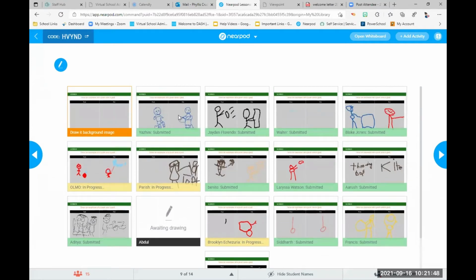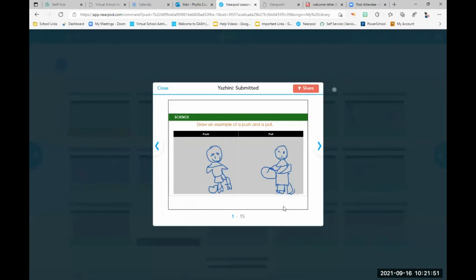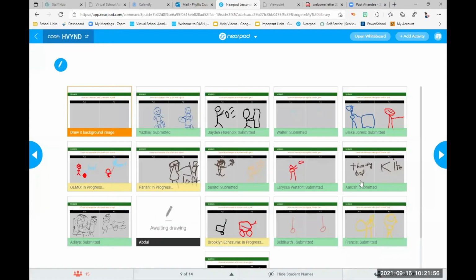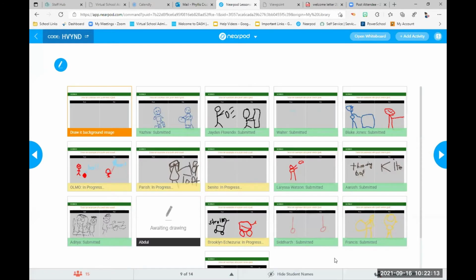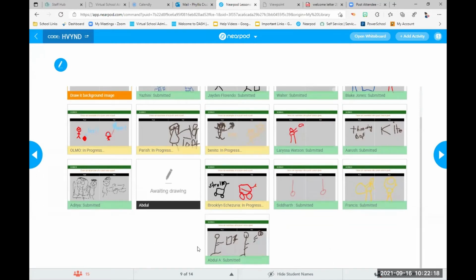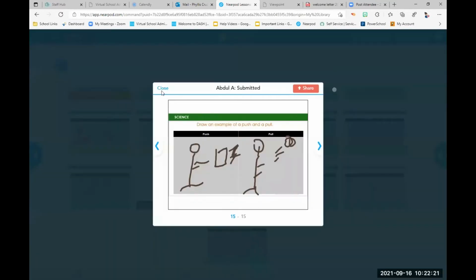Excellent. Okay, let's look at Yelini's. Yeah, I see it. Kicking the ball and then catching it. Wonderful. Let's look at Blake's. Oh, Blake, that looks great. I see it. What's that you're pushing? It's a box. Wonderful. I had to push a big box the other day. That's so right. So in the future, you would write the word box on it so I would know what it was, wouldn't you? What were you pulling? A rope. Oh, cool.